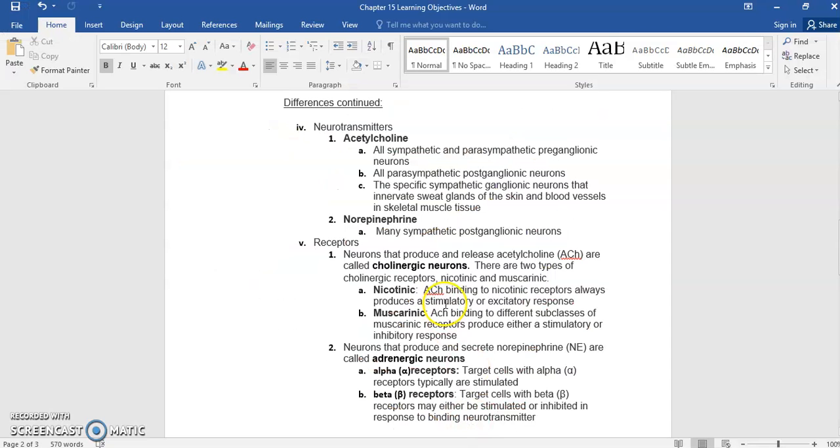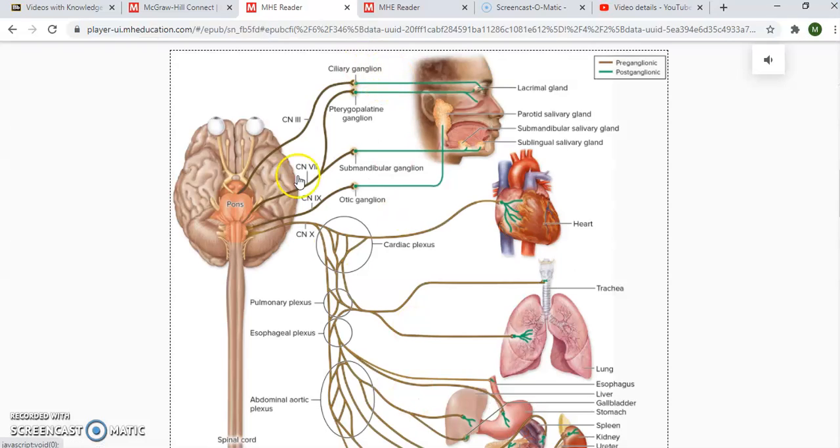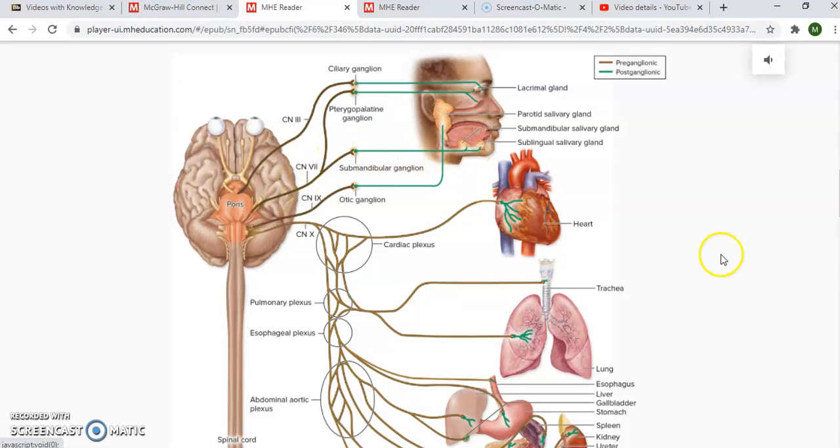All right, and then if we look at our postganglionic motor neurons, if we just look at those that are part of the parasympathetic nervous system, so just these, they all will release acetylcholine as well. So you could say for the parasympathetic motor neurons, acetylcholine is their neurotransmitter because it's released from the preganglionic motor neurons and the postganglionic ones. So it's acetylcholine for the parasympathetic motor neurons.